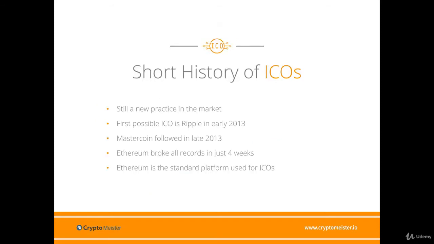Initial coin offerings are still a new concept. However, on August the 7th, 2017, CNBC reported that initial coin offerings had raised $1.2 billion and now surpass early-stage venture capital funding for internet companies. This is an impressive achievement, considering the first ICO was for Ripple in early 2013. And in late 2013, Mastercoin ran their own ICO campaign. The Ethereum project broke all crowdfunding records in 2014 within 4 weeks.